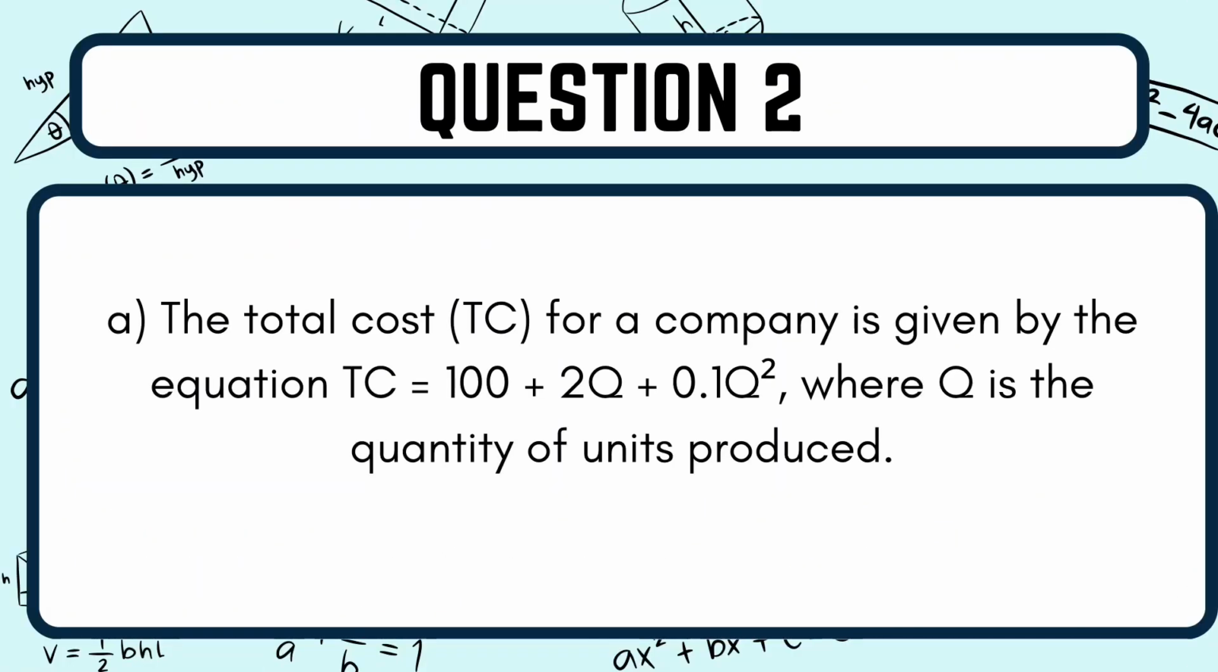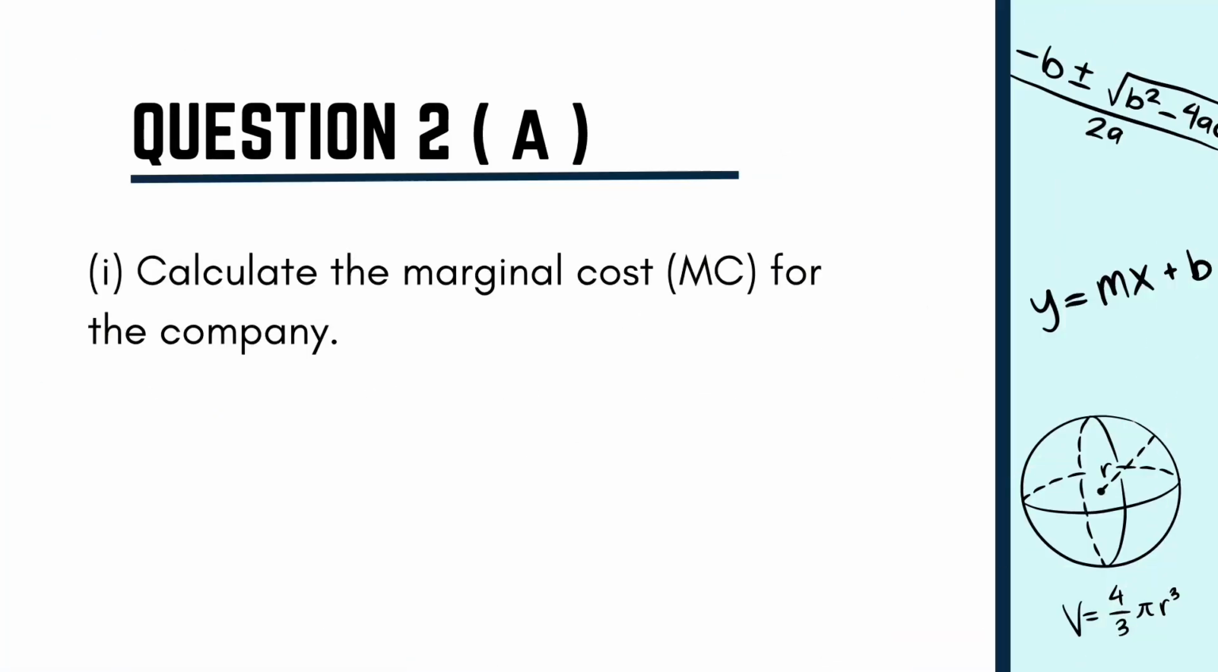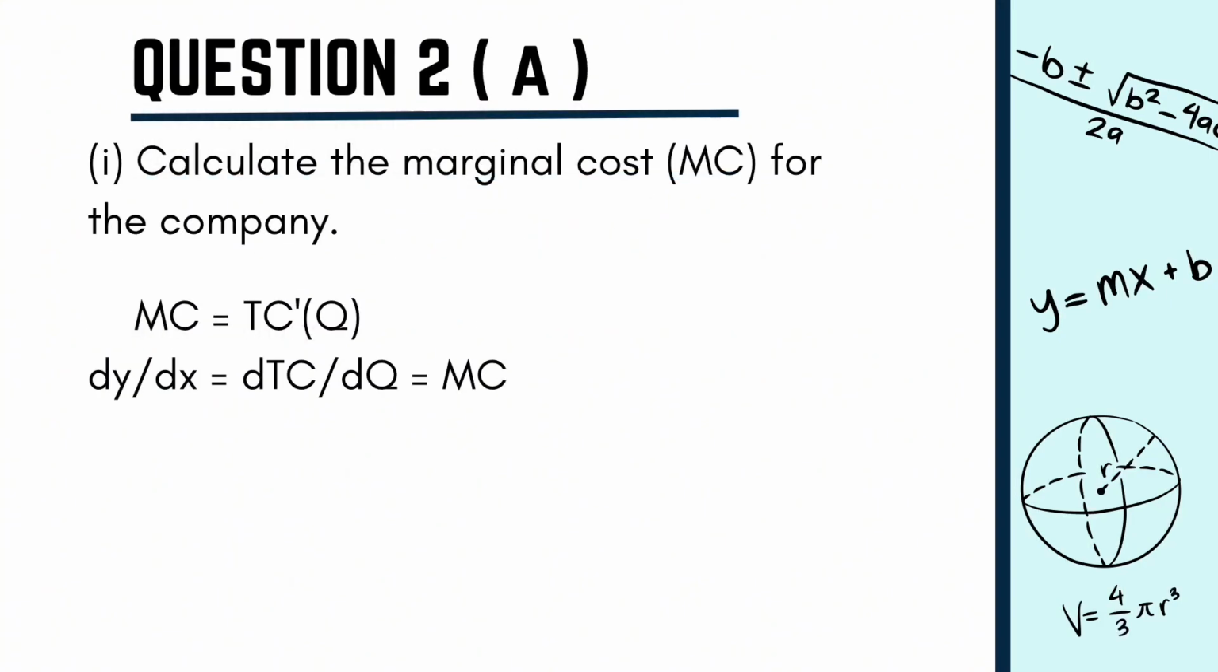Now, let's look at question 2, part A. We are given a total cost equation which is TC equals 100 plus 2Q plus 0.1Q squared. In this formula, TC represents the total cost of production, while Q represents the specific number of units produced. For the first question here, our goal is to calculate the marginal cost or MC. To find this, we need to take the first derivative of our total cost function.